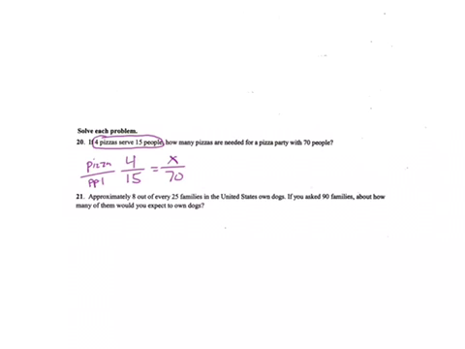Then to solve this, we would just cross multiply. So we've got 15x equals 280. Then we'll divide by 15. And we're going to get x to be 18.67 pizzas, or right around, or exactly 19 pizzas, because you can't order partial pizzas. So 18.67, or we'll round up to 19 pizzas.